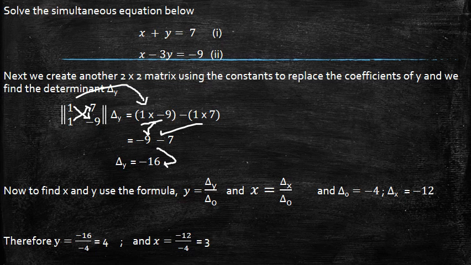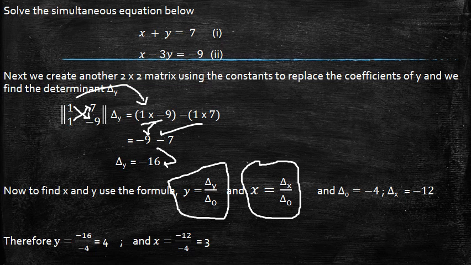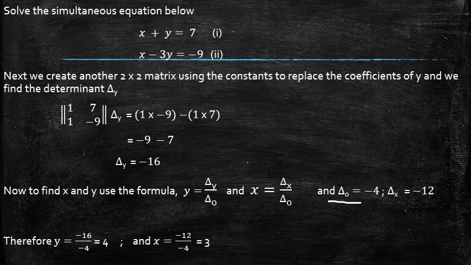So now to find x and y, which is what the question wants us to find by solving the simultaneous equation, we use this formula here. y is going to be theta y over theta naught, or triangle y over triangle naught, and our x is going to be theta x over theta naught. And we already have our theta naught is minus 4, and we have our theta x is minus 12. So our y is going to be theta y, which is minus 16, over theta naught, which is minus 4.